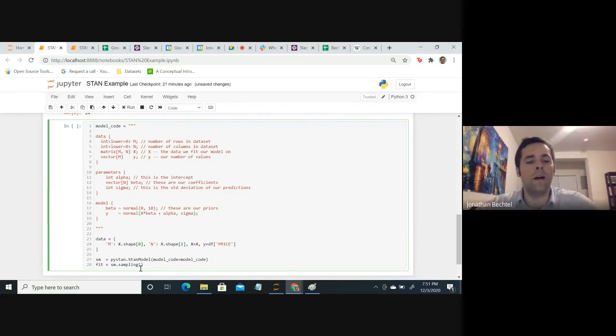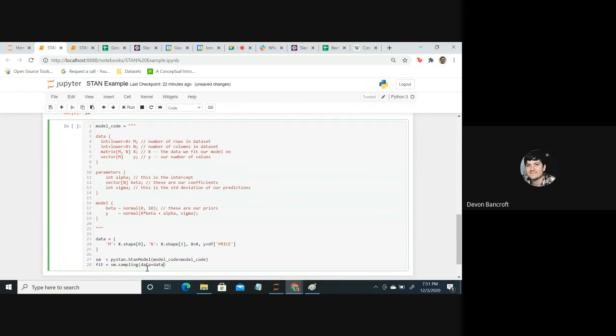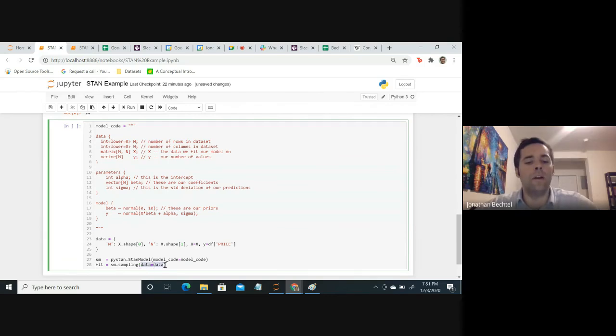Okay, so in any event, you define the model, which is right up here, and then you feed it in. And then sampling, this is where you actually pass in the data that you're going to use.